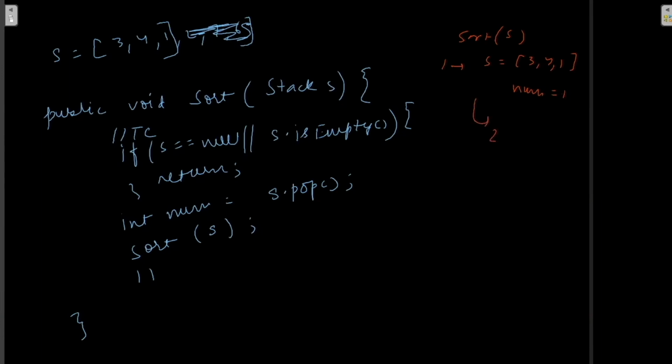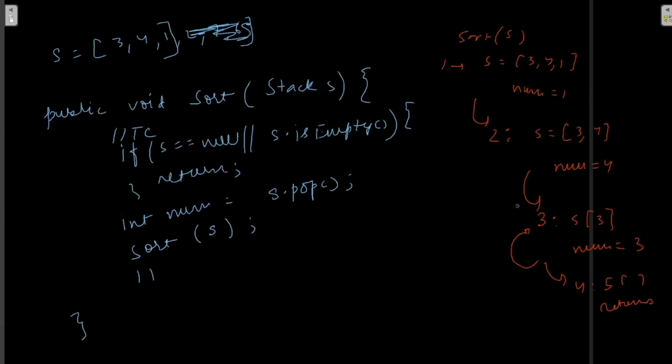And then the second call happened. The stack now remains 3 and 4, and the value of the number comes out as 4. And then the third time the stack remains 3 and the number is 2. The fourth time it goes, the stack is empty. There is nothing inside the stack, so it returns, right? When it returns, from the fourth it will go to step 3, then step 2, then step 1, and it will return. This is what is right now happening.